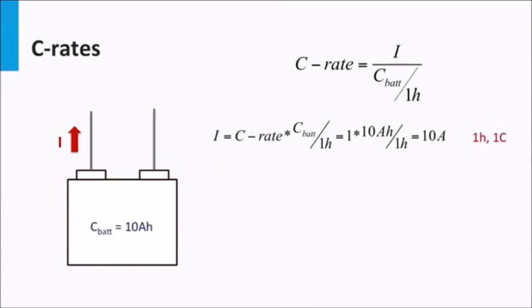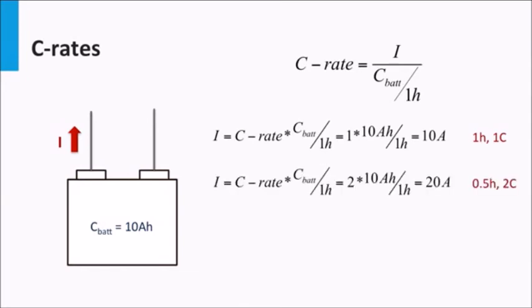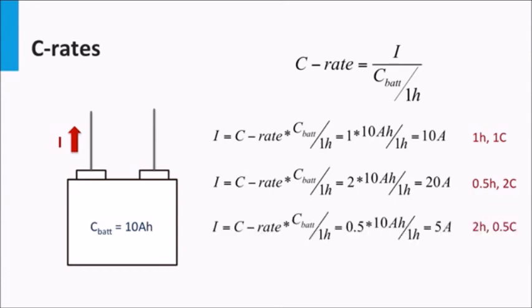C rate is a measure of the rate of discharge of the battery relative to its capacity. The C rate number is nothing but the multiple of the current over the discharge current that the battery can sustain over 1 hour. For example, a C rate of 1 C for a 10 amp hours capacity battery would correspond to a discharge current of 10 amperes over 1 hour. On the other hand, a C rate of 2 C for the same battery would correspond to a discharge current of 20 amperes over half an hour. Similarly, a C rate of 0.5 C implies a discharge current of 5 amps over 2 hours.